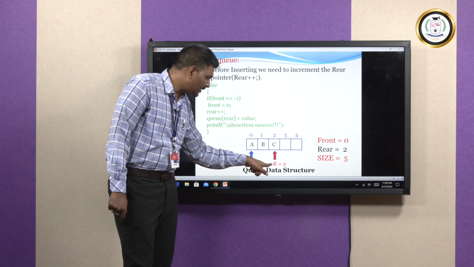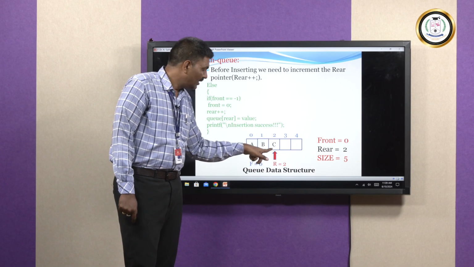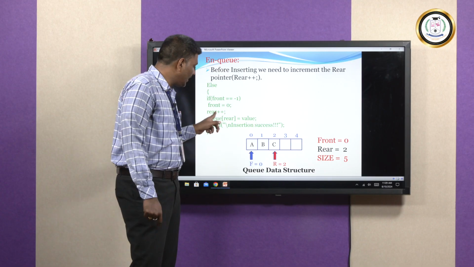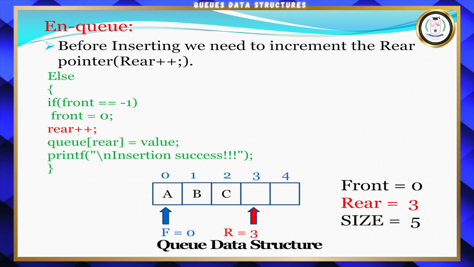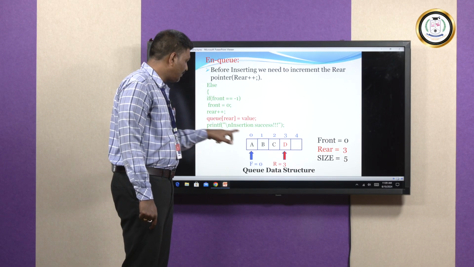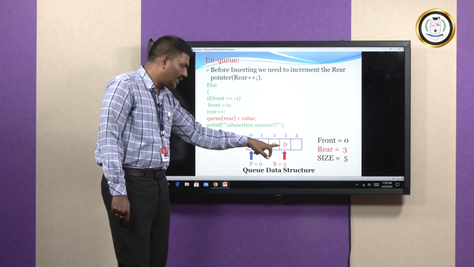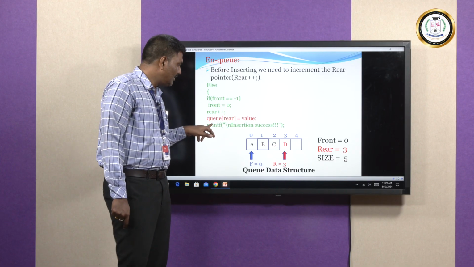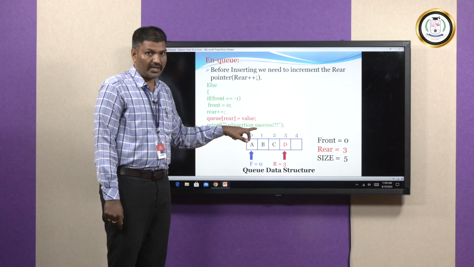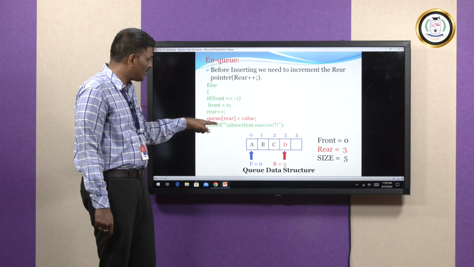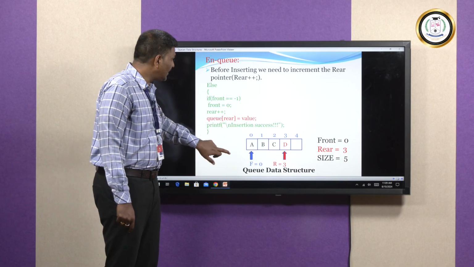Present rear is indicating the second location, that is the C data. After incrementing, R moves to the third location, that is here. Then we insert the element into the third location, Q of rear, where rear is presently 3, equal to value, that is D. That is what is inserted here. Then we print that insertion is successful. In the output we can understand that after inserting, the next line shows the text message here.